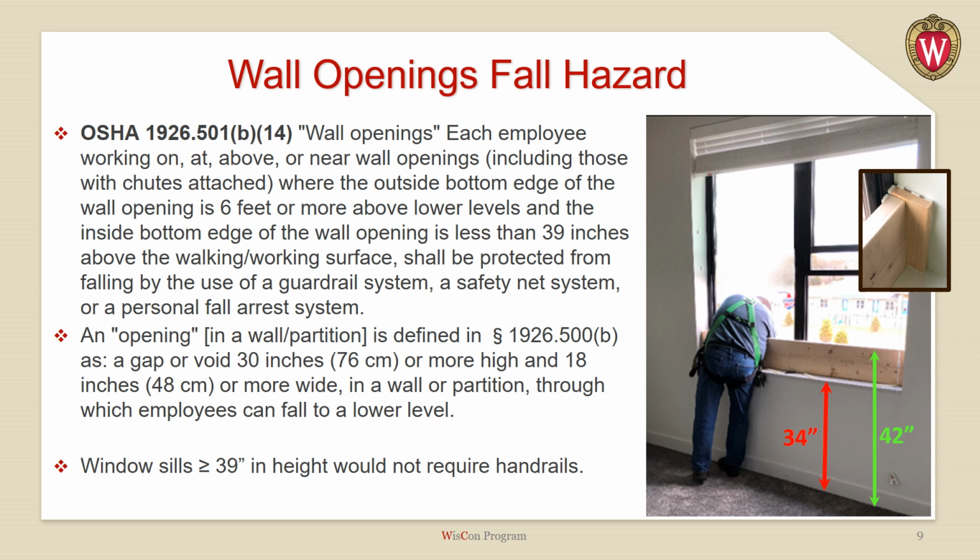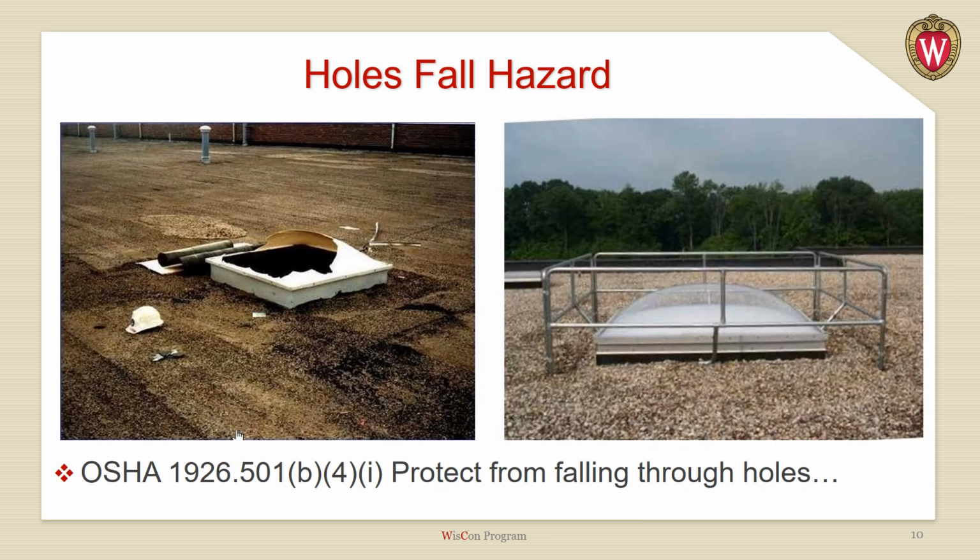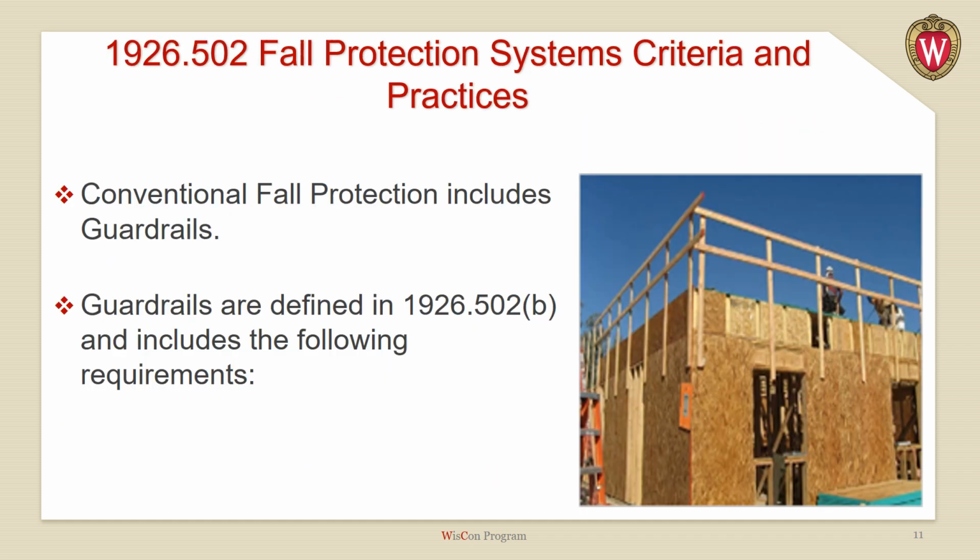Each employee working near wall openings, where the distance to the next lower level is 6 feet or more, and where the wall opening is 30 inches or more high and 18 inches or more wide, and the bottom edge of the opening is less than 39 inches above the floor, is exposed to a fall hazard and must be protected. In this example, lumber can be secured across openings, effectively completing a guardrail to eliminate this fall hazard. Guardrails can also be used to keep workers from falling into holes or openings in roofs, decking, or floors.